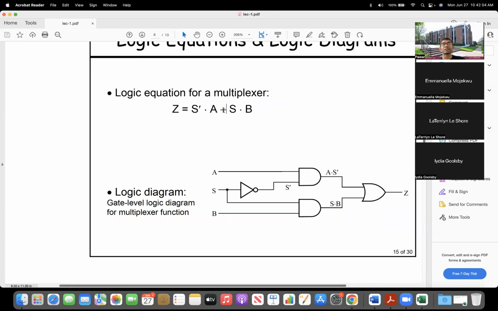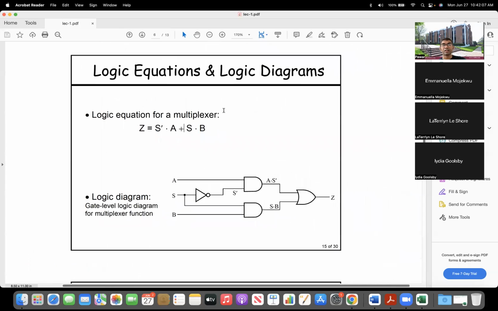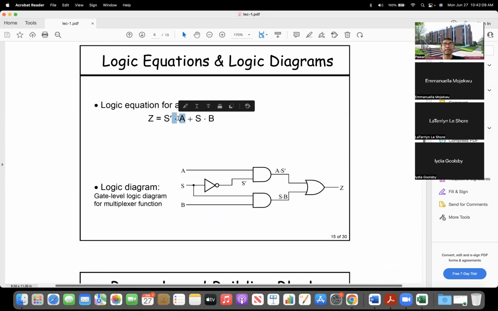So this is just a way of presenting your gates. Multiply is an AND gate, add is an OR gate, complement is a NOT gate, and then multiplication, addition, complement, you can present in the form of this equation, and the output is, say, Z. So Z, the final output, is equal to all of these steps on the right side of the equation. So this is called the logic equation.